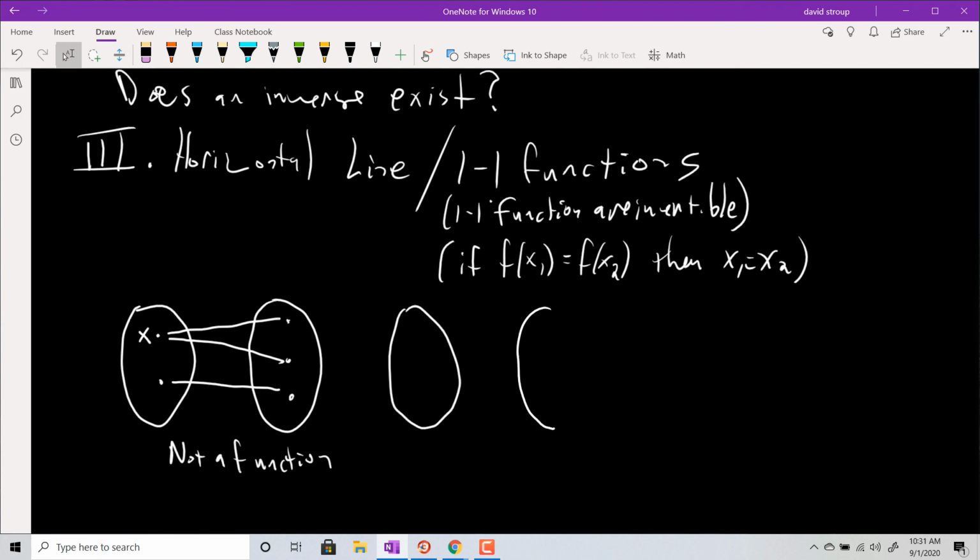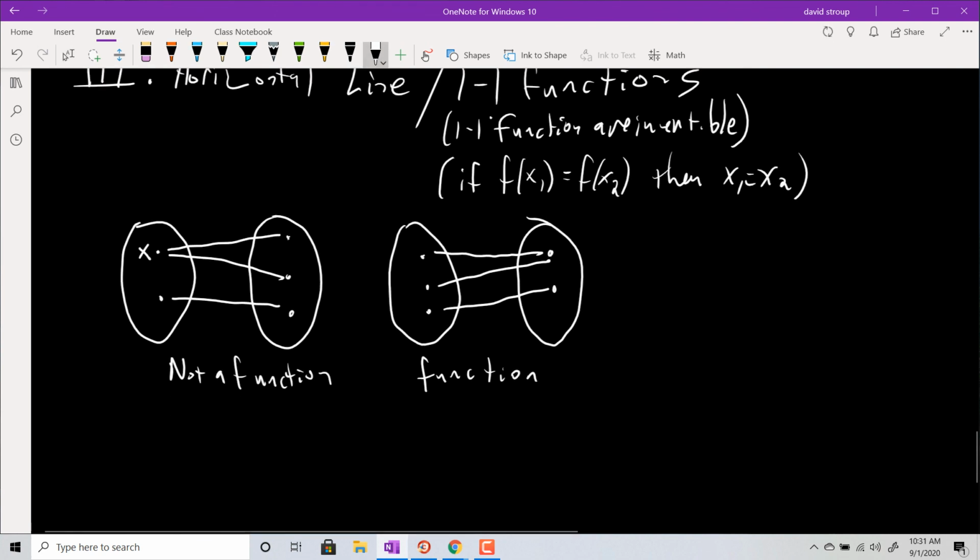We want two things. We want something to be a function, and we want it to be one-to-one. So this guy right here is a function, but it's not one-to-one. This is a function because for every value in the domain, every x value goes to one and only one y value, but it's not one-to-one. And it's because you have two y values here that are the same that originate from two different x values.